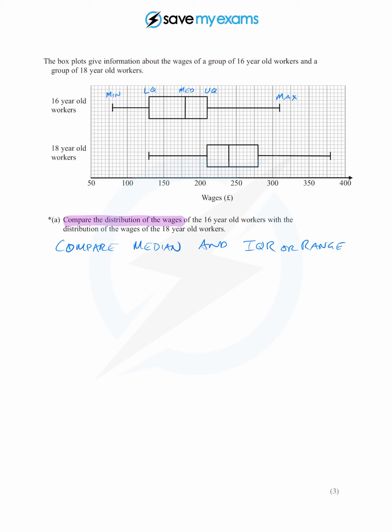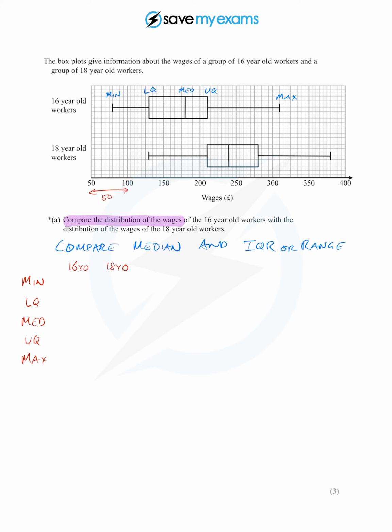Okay, so let's do these 5 figures for the 2 distributions: the minimum, the lower quartile, the median, the upper quartile, and the maximum. And let's do that for the under 16s. It's not the under 16s, sorry, they are 16-year-olds and 18-year-olds. Okay, and let's just put those in. So the minimum value for the 16-year-olds, now we just need to be a bit careful with our scale here. That 50 there is 10 little squares, and so 1 little square is in fact 5, is it not?